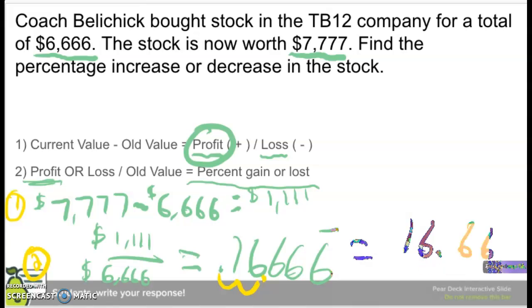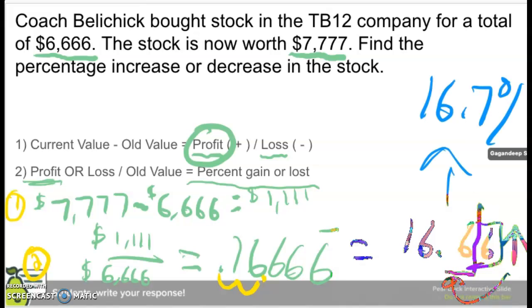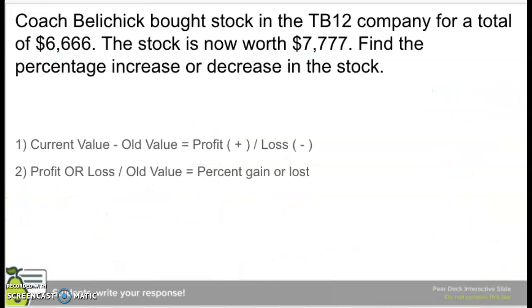16.66. It's a decimal. We want to round to the nearest tenth. The tenth is one place, and this 6 is actually going to tell us that we need to go up with this other 6. So therefore, we are at 16.7%. That is how much the stock increased, as a percentage.